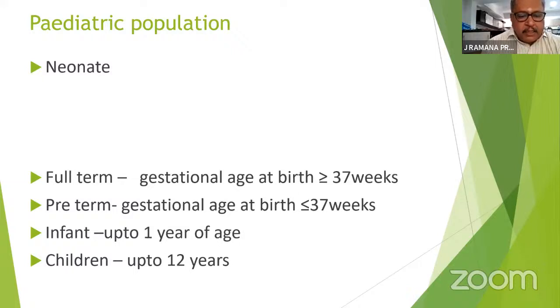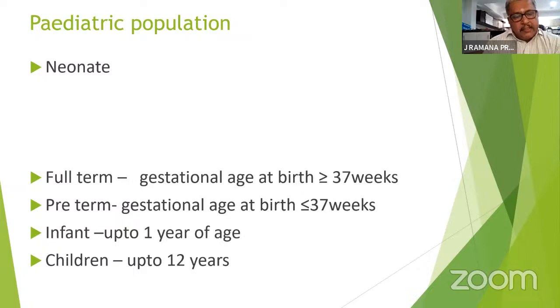Definition of children is up to 12 years. Infant is up to 1 year of age or 12 months. Full term gestation is after 37 weeks. Preterm gestation is delivery before 37 weeks.